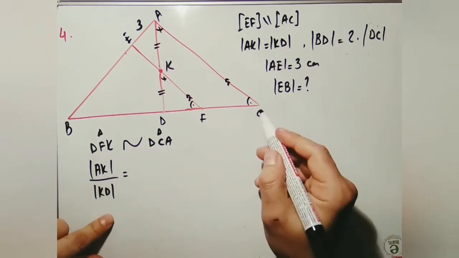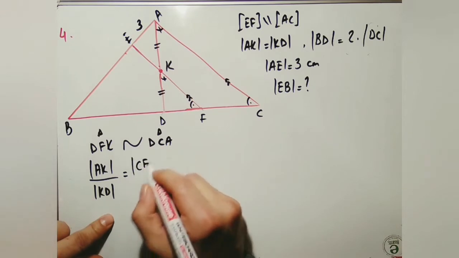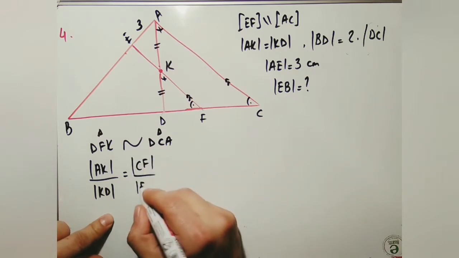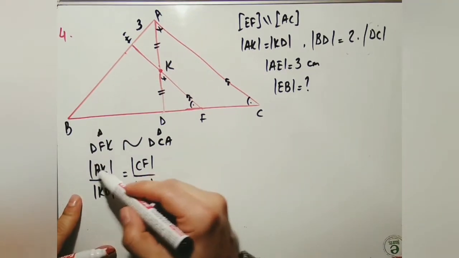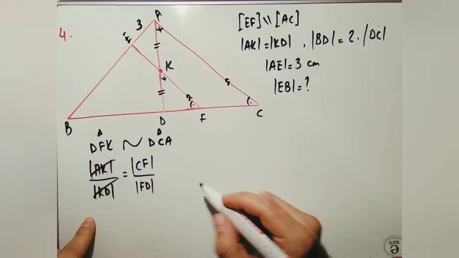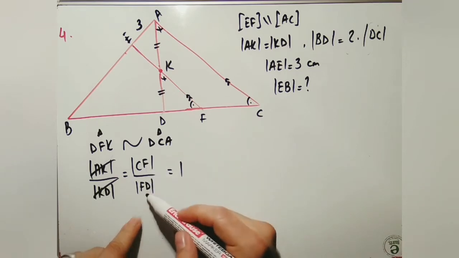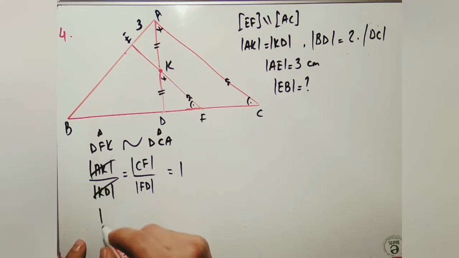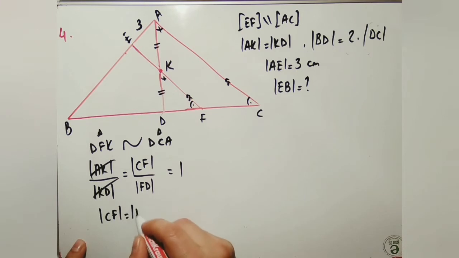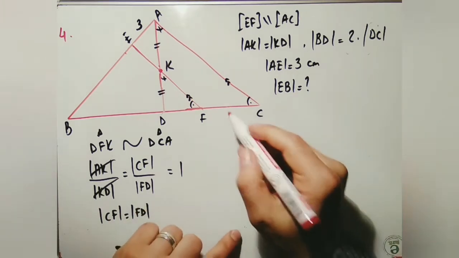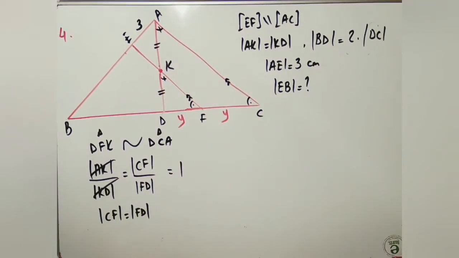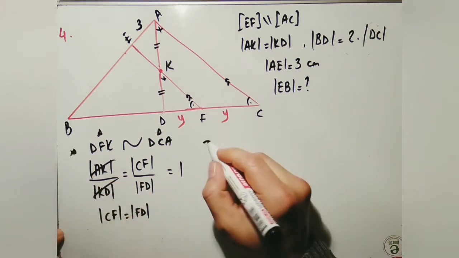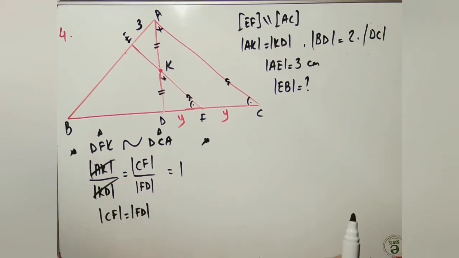is equal to CF over FD. AK is equal to KD, so they cancel each other. So we say that CF over FD is equal to 1, which means CF is equal to FD as well. So let's say if FC is y, DF must also be y. So we can go to another pair of similar triangles.